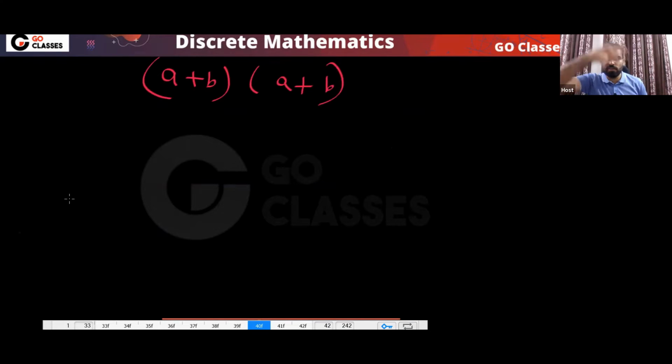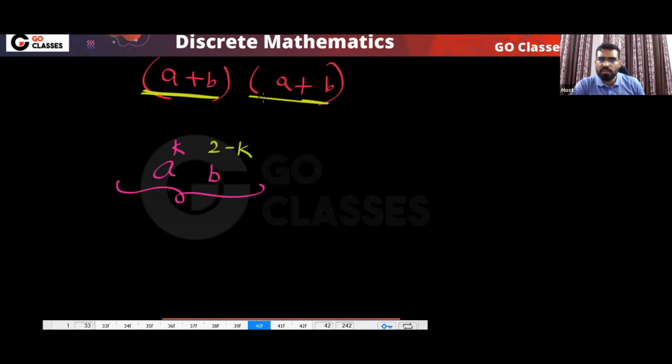Now let's think about in some different way. You know one thing you can guarantee, that whatever term I will get, there will be some a's, and there will be some b's. Yes or no? How many b's will be there? If number of a is k, then how many b's will be there? 2 minus k. Right? Because there are total 2 terms. So if you are getting k a's, then you will get 2 minus k b's.